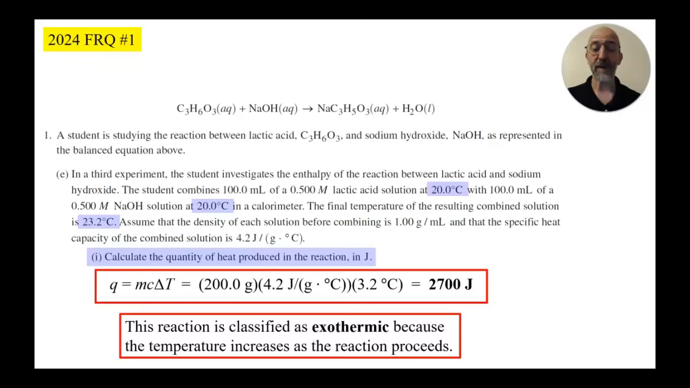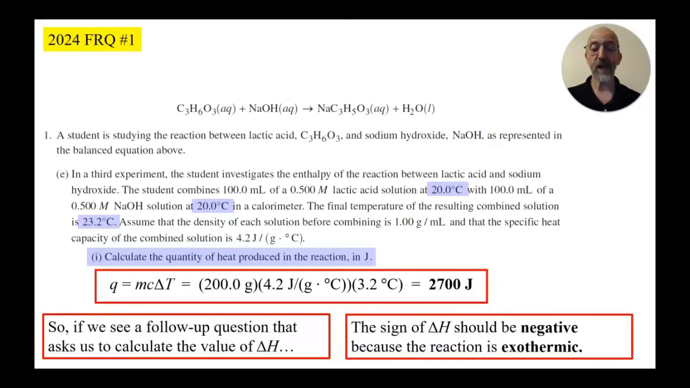I don't need to worry about the sign of q, but if I calculate delta H, I definitely need to pay attention to the sign. So if we see a follow-up question that asks us to calculate the value of the change in enthalpy for this reaction, the sign of delta H should be negative because this reaction is exothermic.